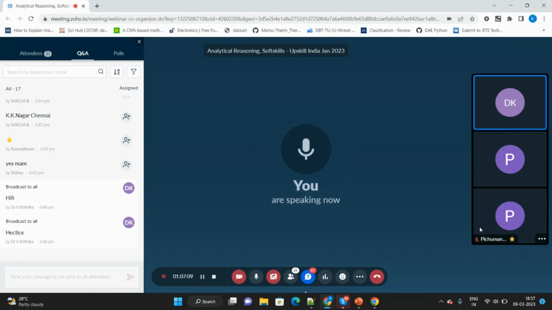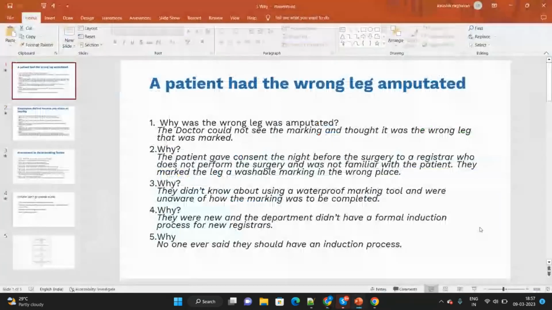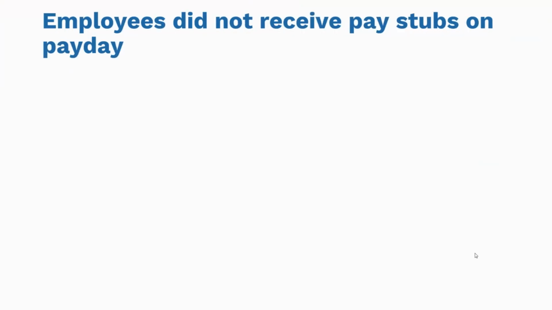Okay, fine. So now we are going to, okay, thank you for the thumbs up. So we are going to go to the second example, right? So the second example is a little similar, but it is from more of an organizational example.